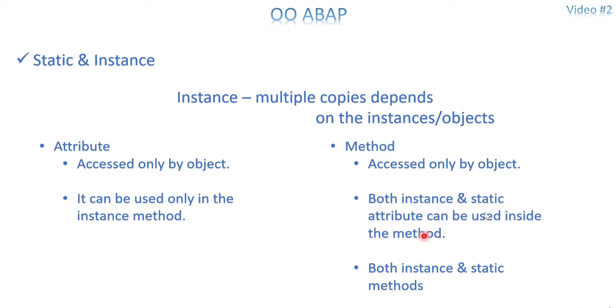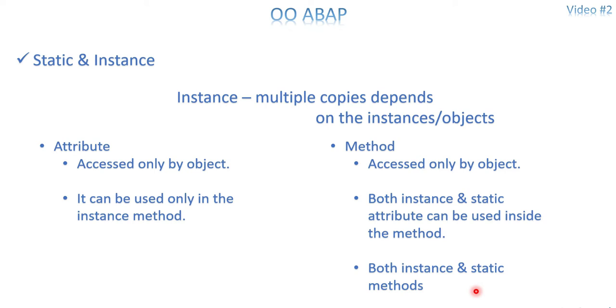So inside an instance method, you can have a static attribute, you can have an instance attribute, but a static method can have only static attributes. And both instance and static methods can be called inside a method, meaning nested methods. So inside an instance method, you are able to call another instance method or another static method. So you don't have any restriction. But in a static method, you are able to call only other static methods. So this is a little idea about static and instance.